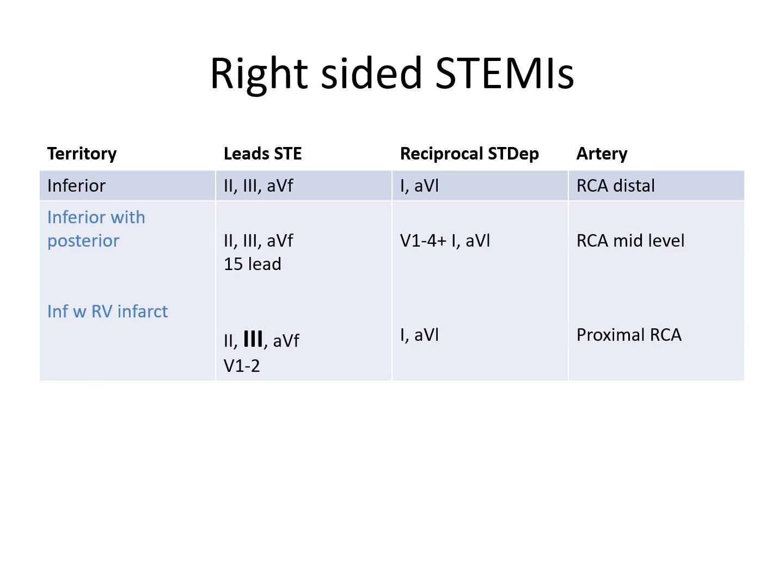And again, just to recap, the very distal RCA will simply give you an inferior MI. A more proximal occlusion will give you inferior with a posterior MI, and then a more proximal one still will give you inferior with the RV infarct. And these are the classical changes you will see with that.